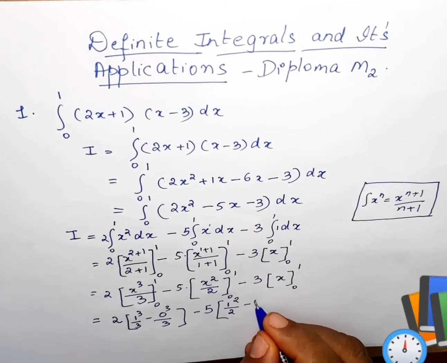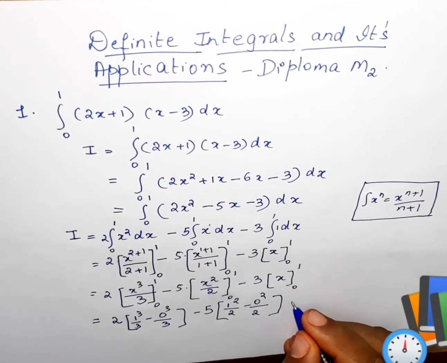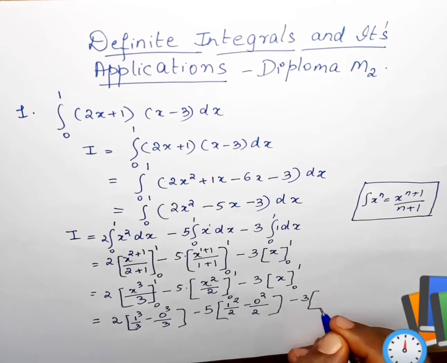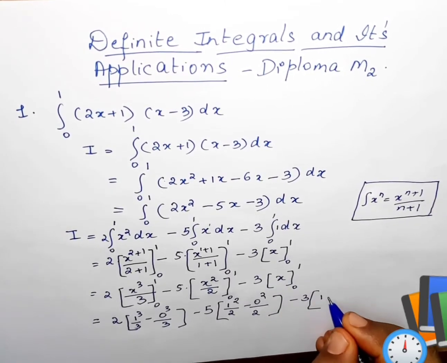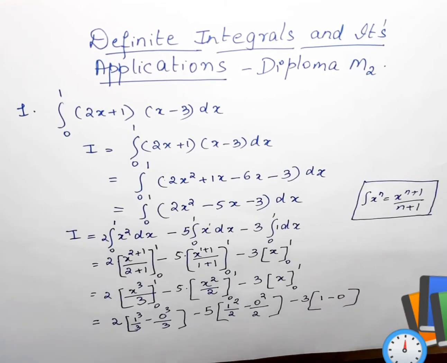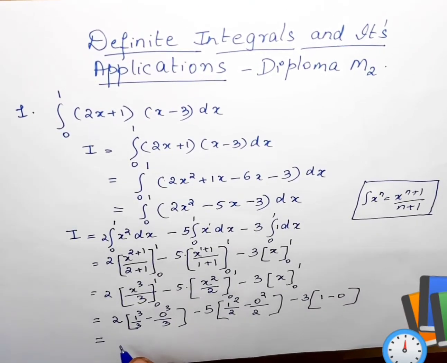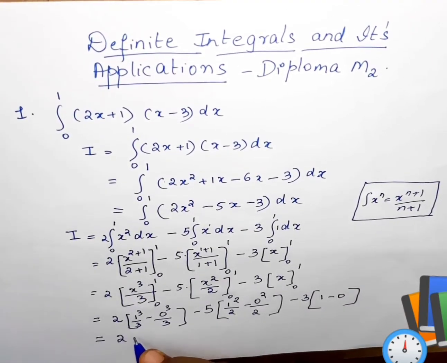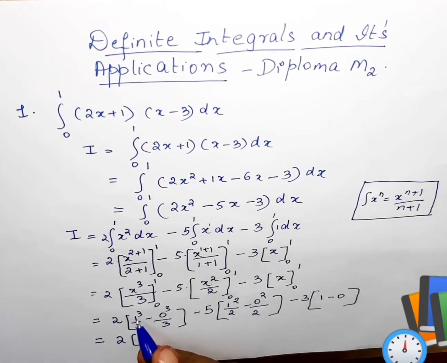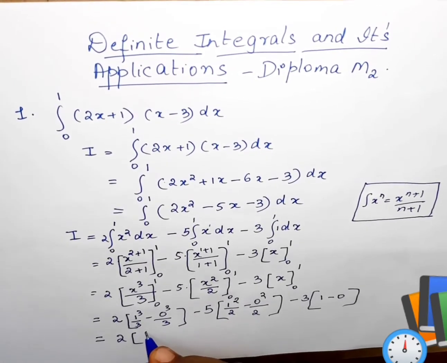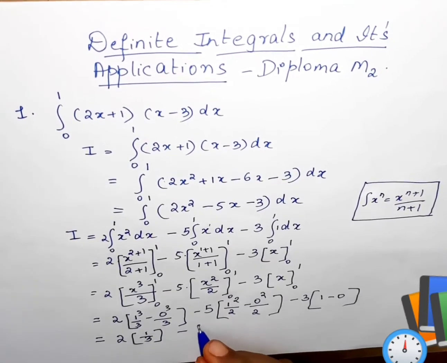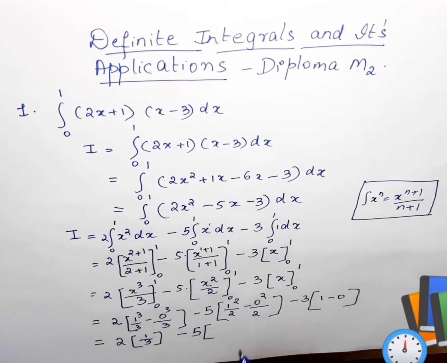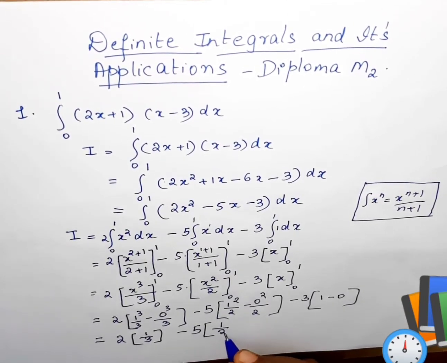Minus 5 into, so in x place we are putting 1. So 1 square by 2 minus 0 square by 2. Minus 3 into, in x place when we put 1, it becomes 1 minus and the lower limit 0. So 1 minus 0. Now this will be 2 into, what is 1 cube? 1 cube is 1. So 1 by 3 minus 0 cube by 3 is 0. So we have written only 1 by 3 minus 5 into, similarly 1 square by 2 means 1 by 2.